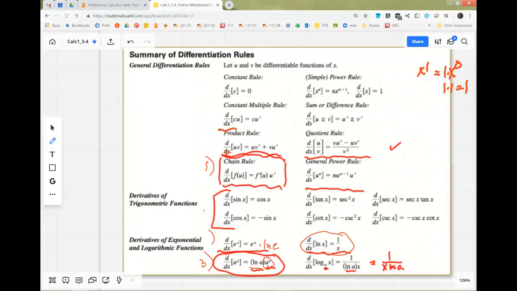What do you do with a constant? Just leave it out in front. What do you do when you have the derivative of a sum? Just take the derivative of each part and add them together. That's nice. Same with the difference.